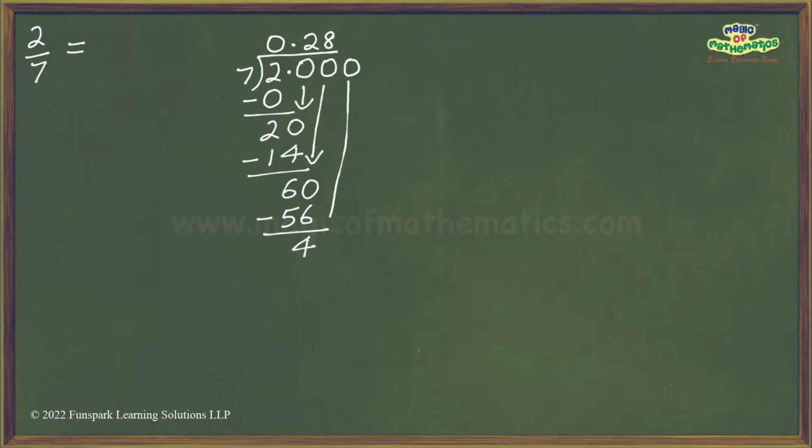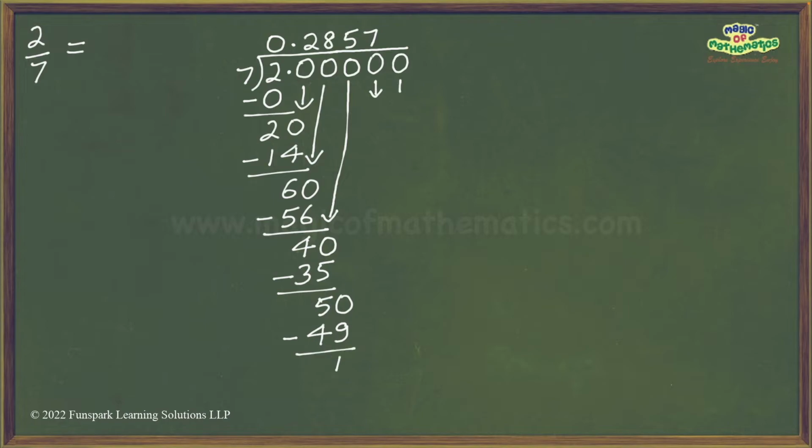Put a 0 again and bring it down. 7 times 5 equals 35. 40 minus 35 is 5. Put a 0 again and bring it down. 7 times 7 equals 49. 50 minus 49 equals 1. Put a 0 again and bring it down. 7 times 1 equals 7. 10 minus 7 equals 3. I have run out of space here, so I will write down the 3 here and continue.